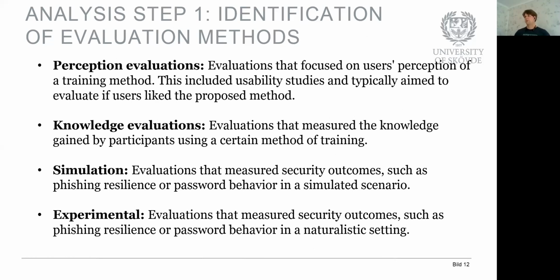The other category that I found was knowledge evaluations, which basically measure the knowledge gained by a participant using a certain method of training. And then I found simulations and experimental evaluations, and both of those try to measure security outcomes, i.e. the effect that training has on actual security behavior. And the difference between the two is that simulations usually do it in a constructed case within a controlled environment, whereas experimental evaluations evaluate the result of training in a completely naturalistic setting.